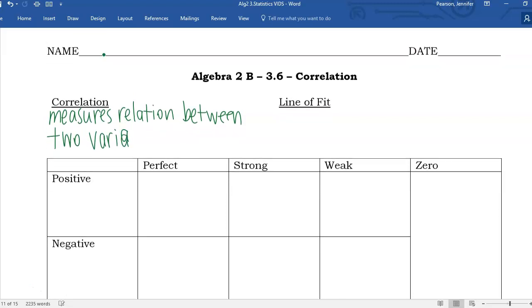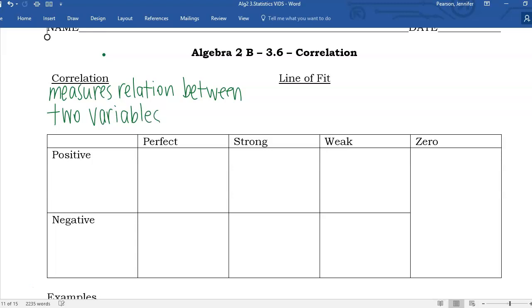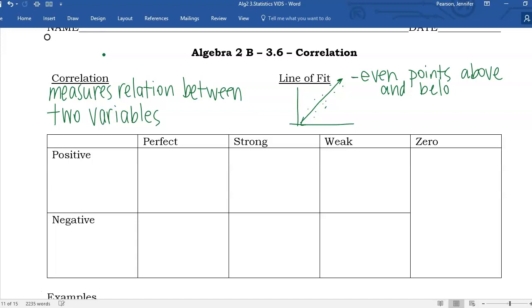If two variables are correlated, that means we can predict one with the other. Generally, we're going to do that with a line of fit. So when we have a scatter plot with our x and our y, we can make predictions based on that line of fit. We need to have an even number of points above and below, and we need to make sure that our line follows the direction of the points.